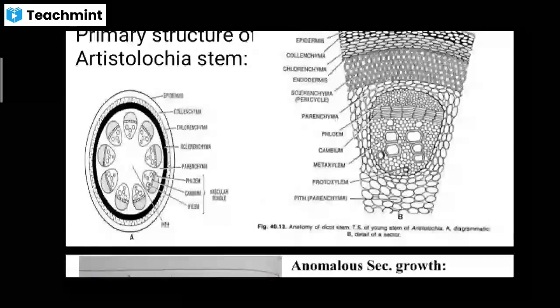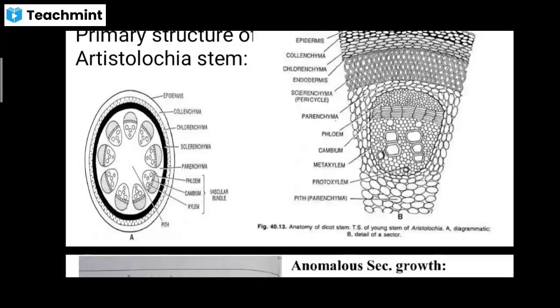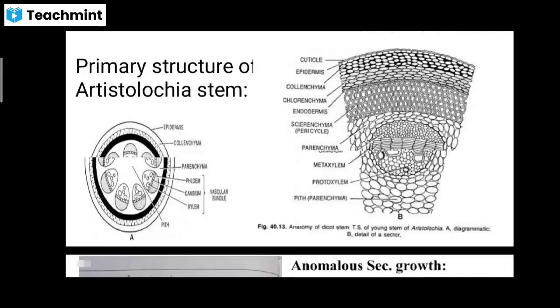Here, the vascular bundles are conjoined, collateral, and open type. So phloem is present at the outer side, xylem is present at the inner side, and in between there is the cambium ring. And at the center there is the pith region. This is the primary structure of the Aristolochia stem. But after some time of growth of the stem, it shows some abnormal activity.